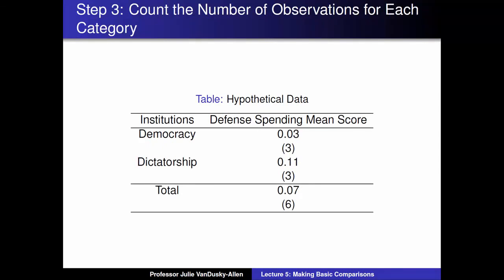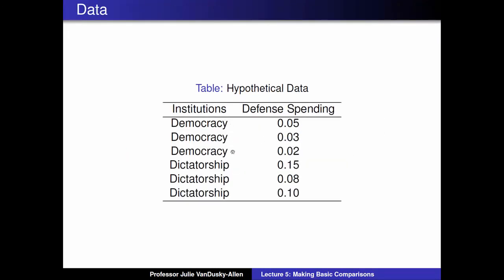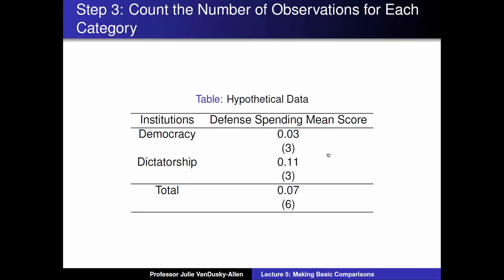Next, you count the number of observations that each category of the independent variable had and write that number under the mean score for the category in parentheses. So the democracy category had 3 observations. So we write the number 3 in parentheses under the mean score for democracy.